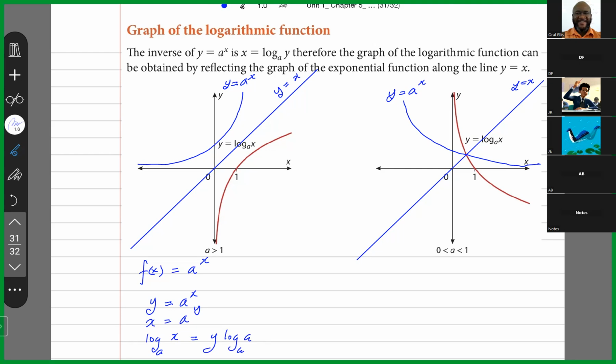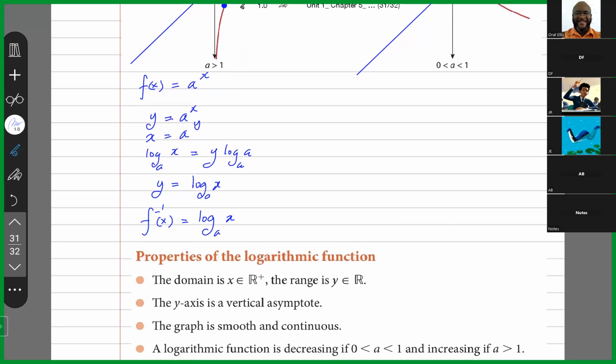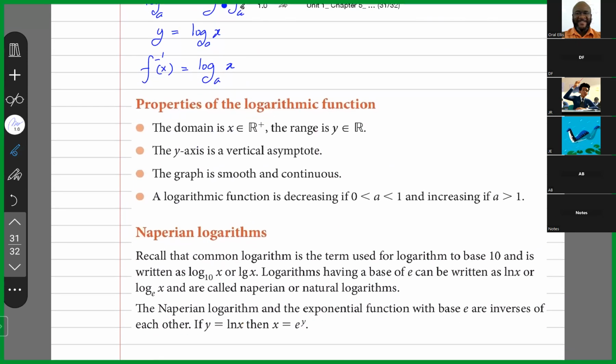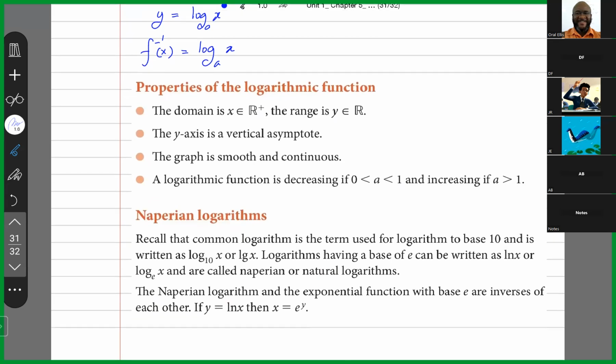You can see, however, that a logarithm can be negative and it can be positive, but you cannot find the log of a negative number. So, some properties. The domain is the positive values of x, so it's all x where x is an element of the set of positive real numbers. The range is all the real numbers. The y-axis is a vertical asymptote. The graph is smooth and continuous. One is a decreasing function and one is an increasing function. This is important, something to mentally note.